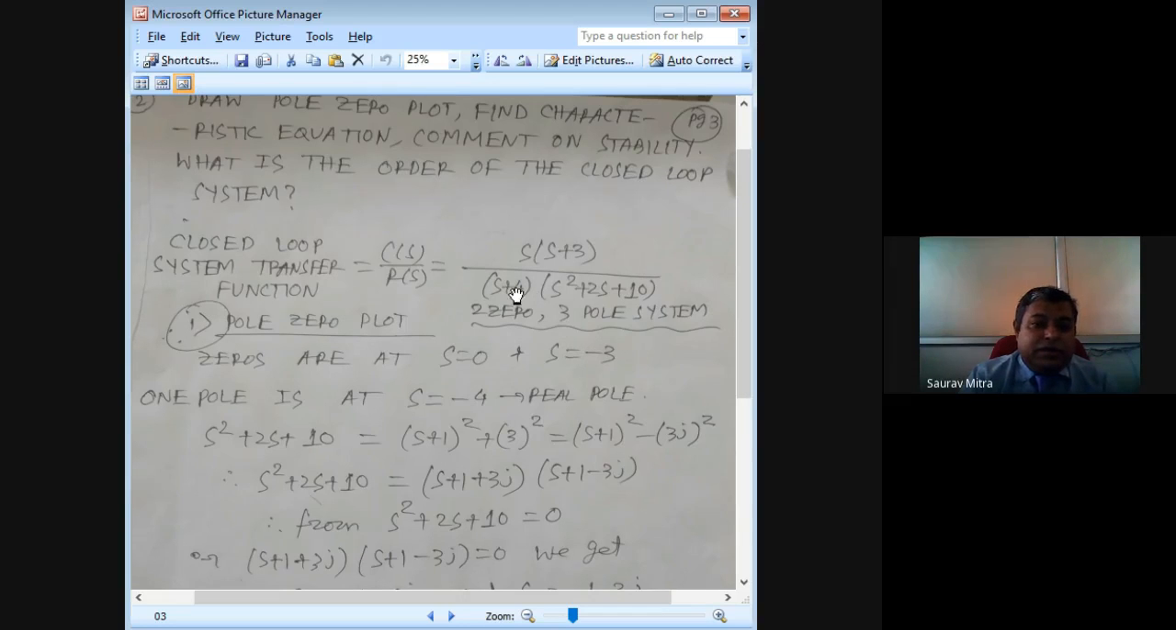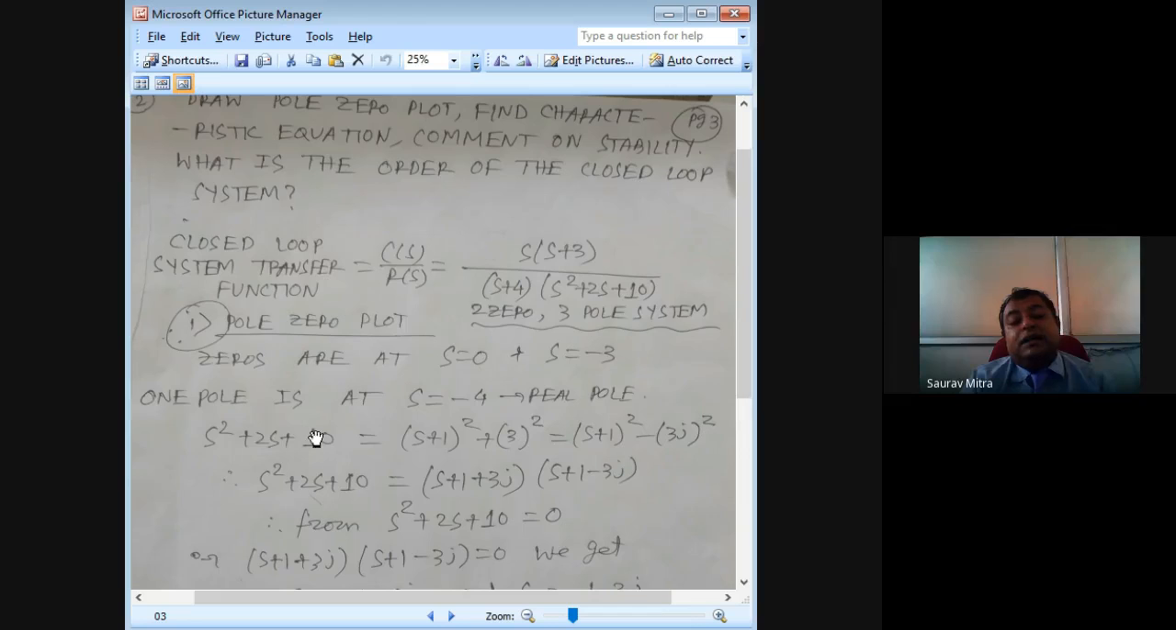What are the poles? There are two terms in the denominator of C(s) by R(s). So s plus 4 into s square plus 2s plus 10 is equal to 0. So the whole denominator is equal to 0. That is the characteristic equation. From there, a into b is equal to 0 means a is equal to 0 and b is equal to 0. So s plus 4 is equal to 0, and from there you find s is equal to minus 4. The next equation is s square plus 2s plus 10 is equal to 0.